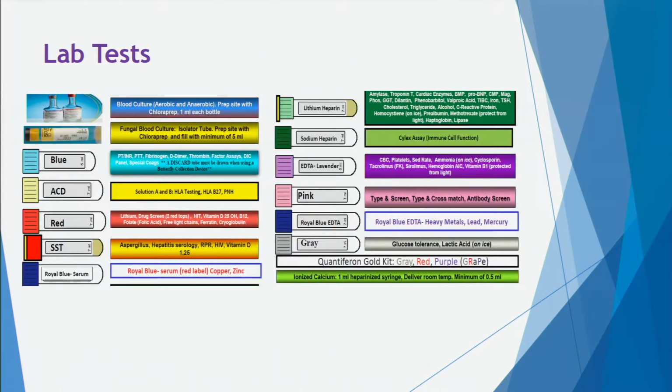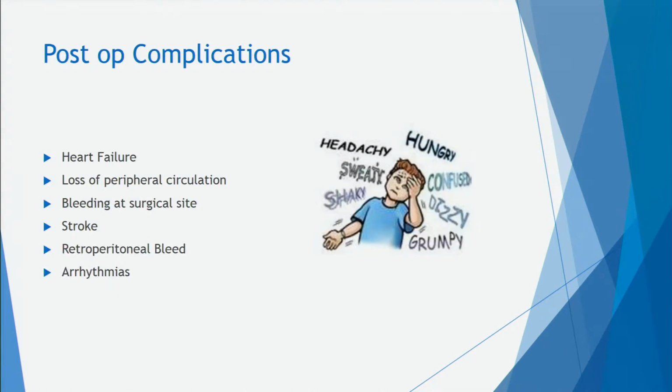And then I just added this for reference, just of what colors the tubes are that you're going to send. These are some of the most common post-operative complications that you'll see with these patients. Like I said, they already have heart failure developed probably. They've already experienced these symptoms. So sometimes just going through the procedure, even though they've corrected the problem, it's not necessarily immediate.